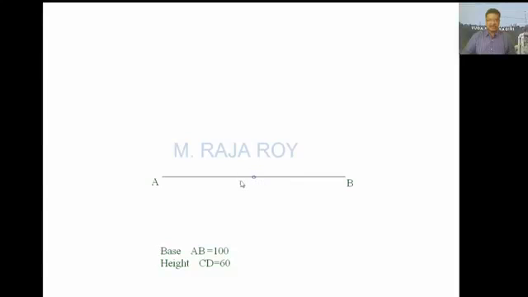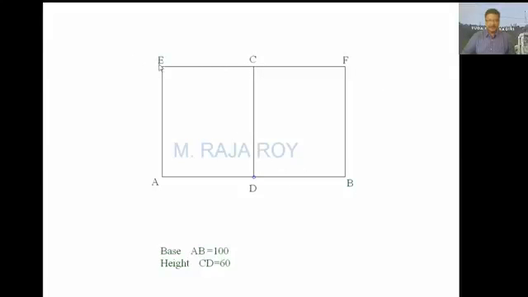Now locate the center point. From the center, draw a perpendicular to AB, call this as CD. Now construct a rectangle by drawing parallel lines to CD at A and also at B. Like this you construct a rectangle. Call this point as E and this is F.